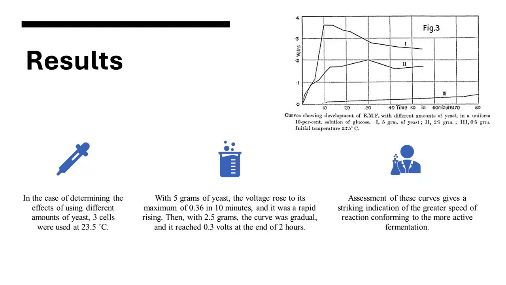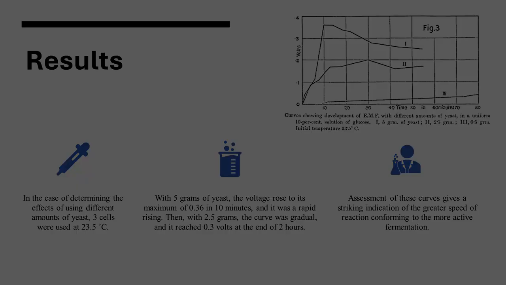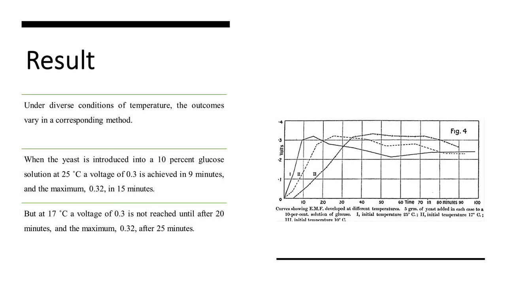In the case of determining the effects of using different amounts of yeast, 3 cells were used at 23.5 degrees Celsius. With 5 grams of yeast, the voltage rose to its maximum of 0.36 in 10 minutes, and it was a rapid rising. Then, with 2.5 grams, the curve was gradual, and it reached 0.3 volts at the end of 2 hours. Assessment of these curves gives a striking indication of the greater speed of reaction conforming to the more active fermentation. Under diverse conditions of temperature, the outcomes vary in a corresponding manner.